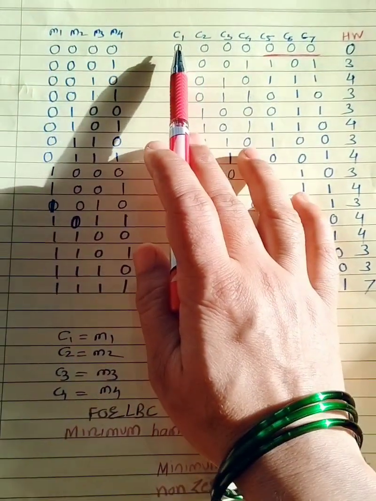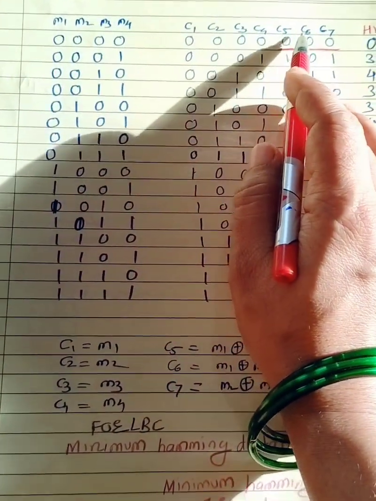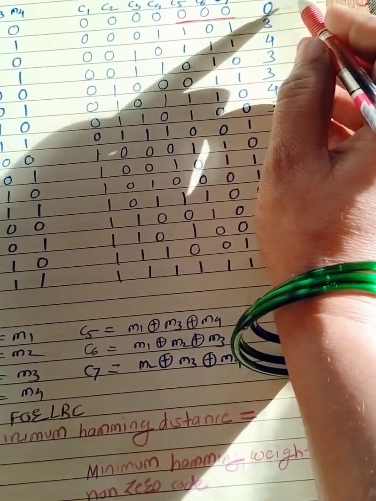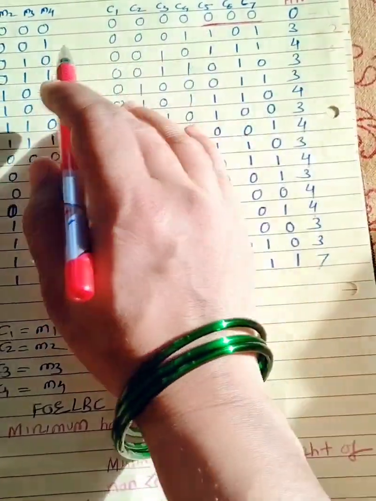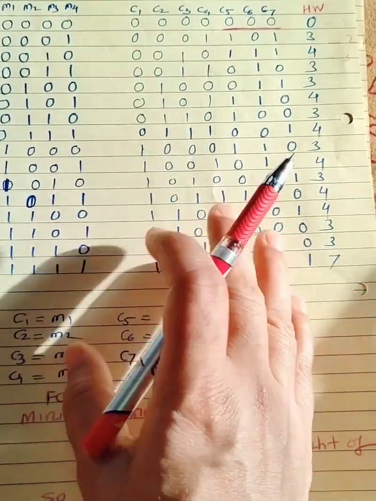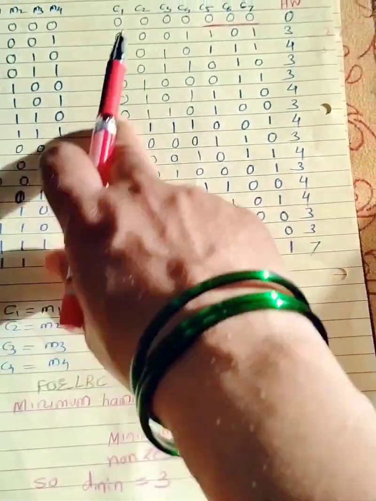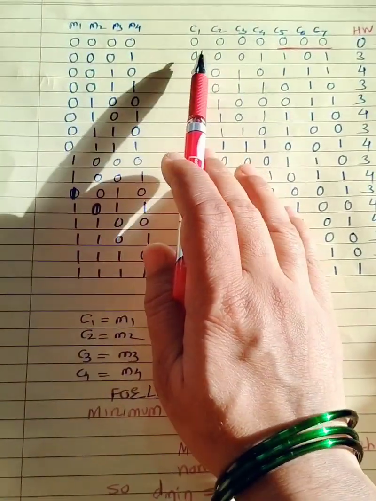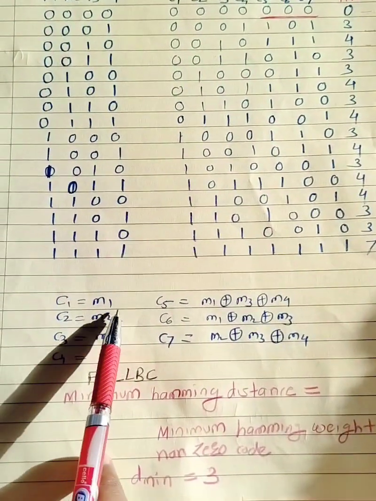Now here the code: C1 C2 C3 C4 C5 C6 C7 are the 7 bits of the code word. So this is one code word, this is the second code word, this is the third. All these are code words, and these 16 vectors form a code. So all these equations are written once again here.